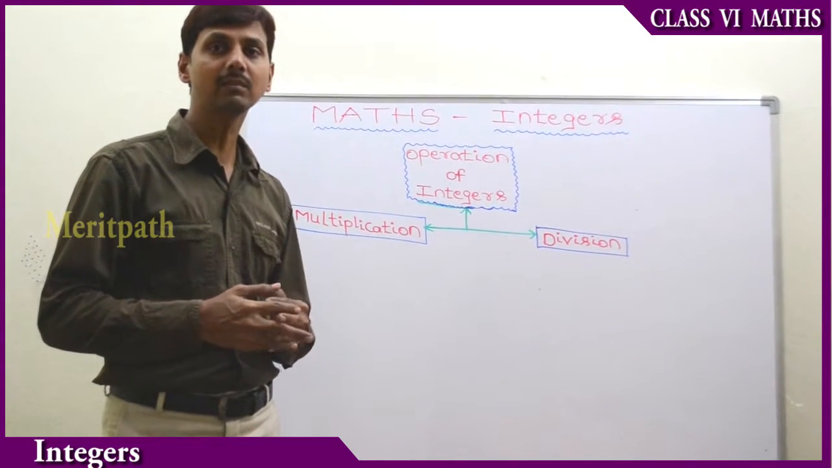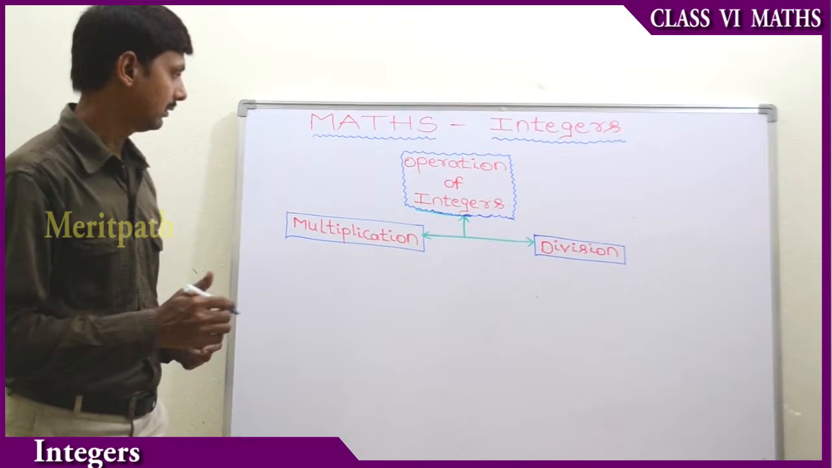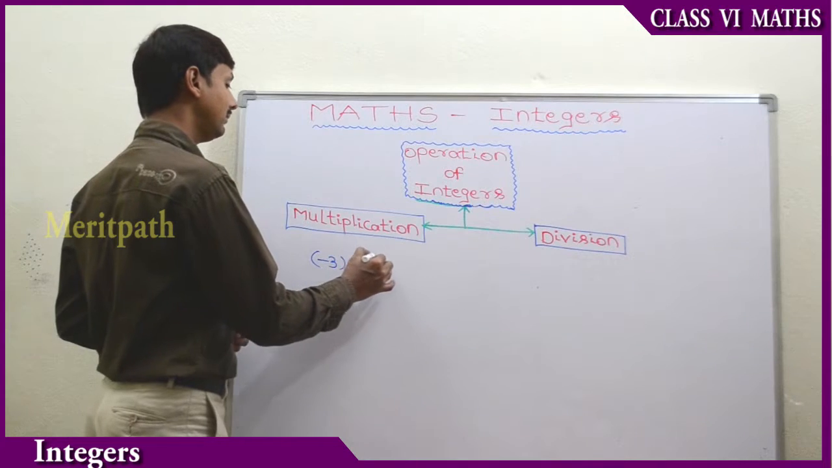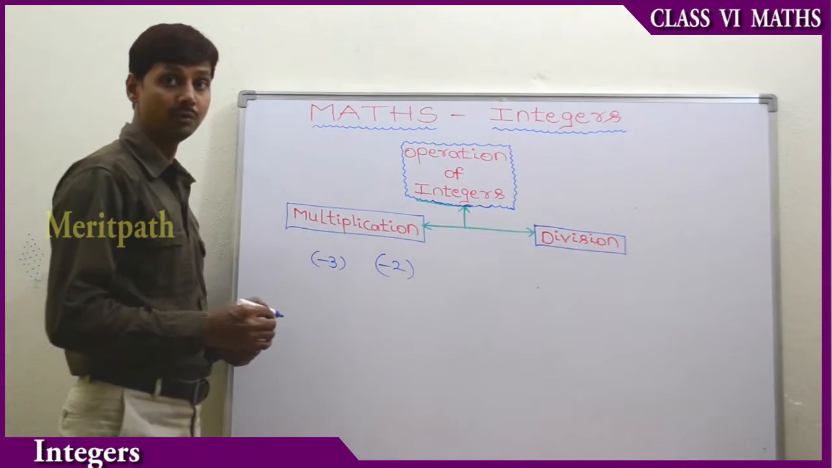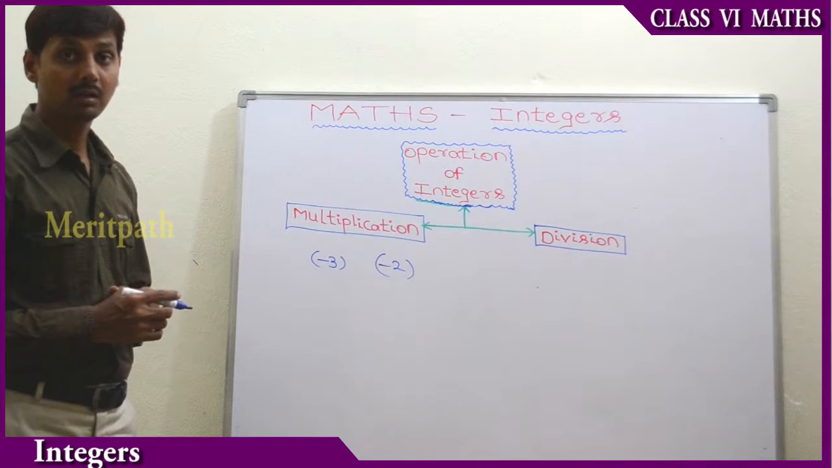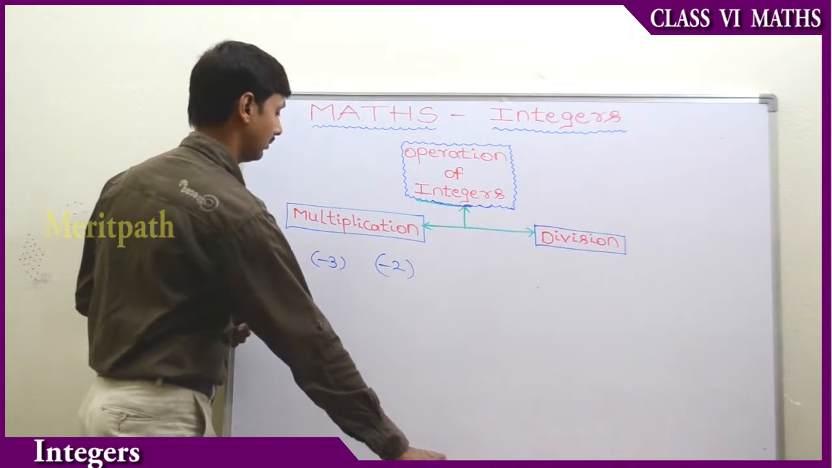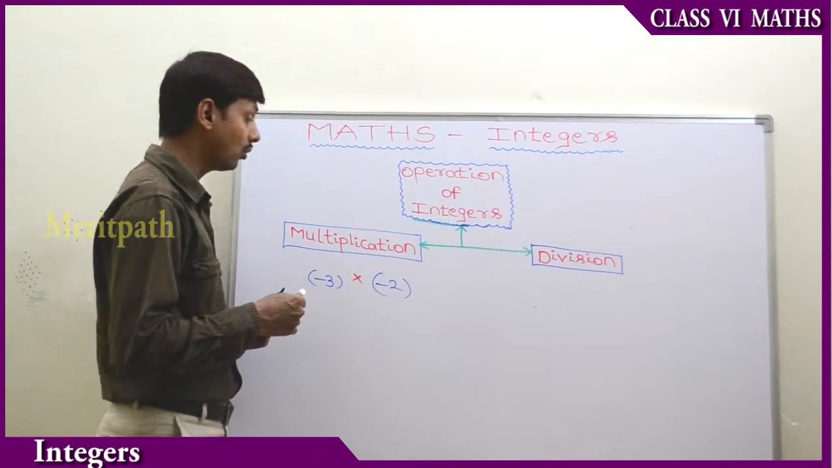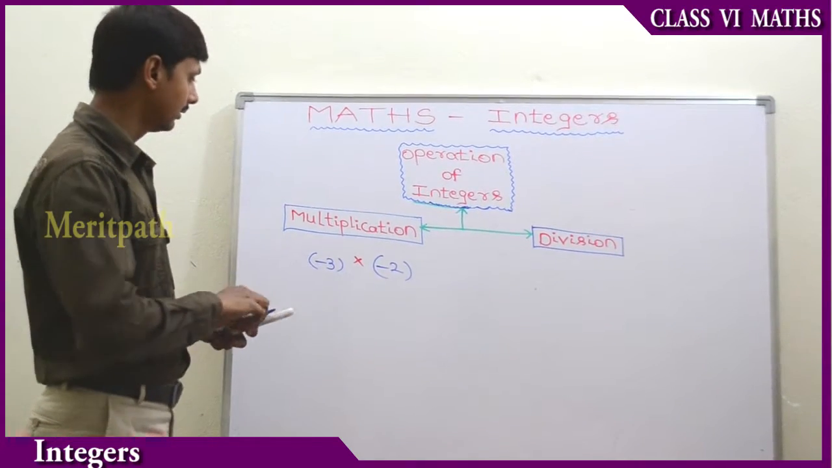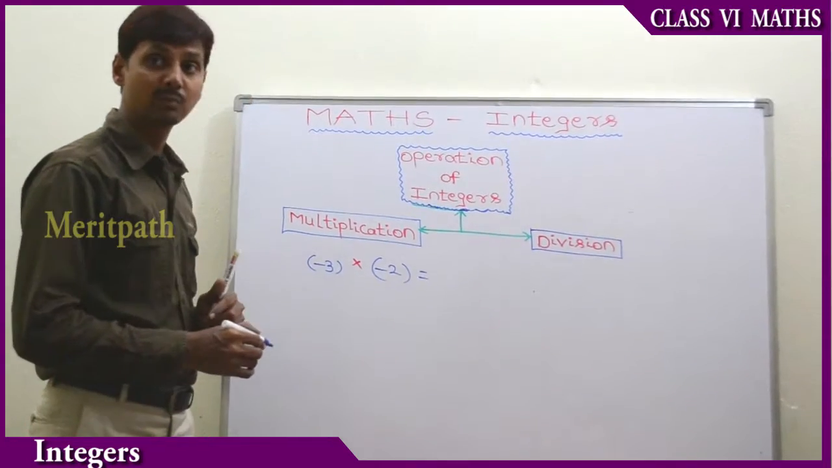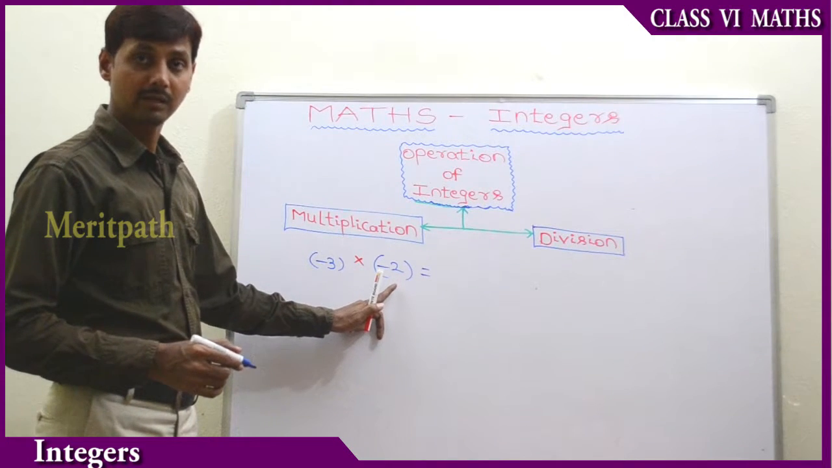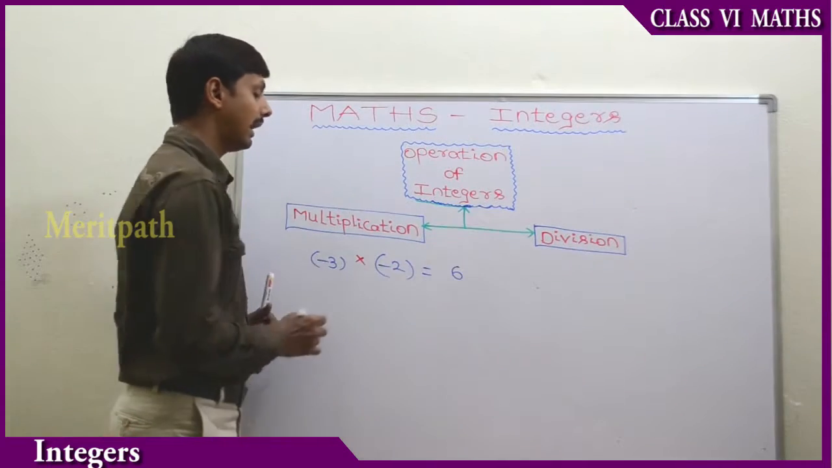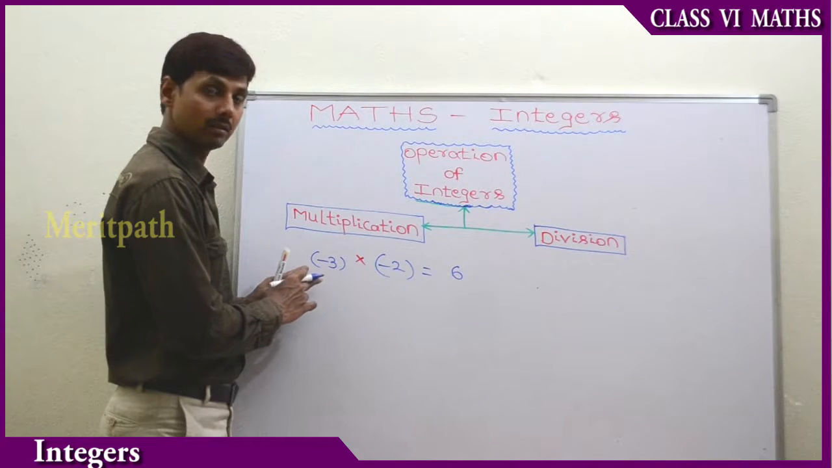On multiplication and division. We take two integers which have the same sign, minus 3 and minus 2. Two integers have the same sign, minus 3 into minus 2. We need to do the operation of multiplication. So let's multiply both. We take the numerical values, 3 into 2, and multiply both. 3 2s are 6, and see the operation, multiplication.